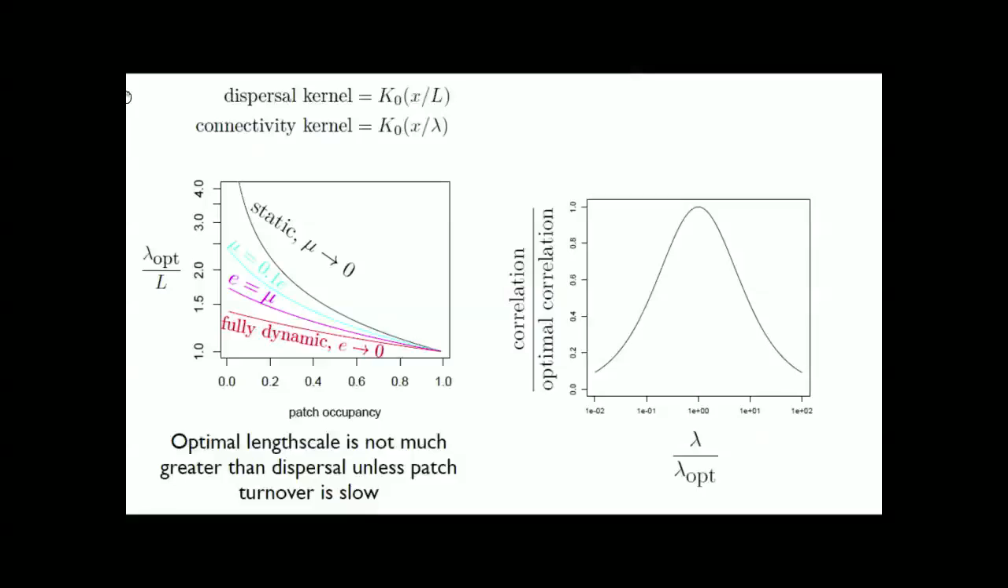This here is just a graph that illustrates how much it matters whether you get the right length scale for your connectivity kernel. So here I've chosen not necessarily the optimal value of lambda, but just another value of lambda. If I choose the optimal value of lambda, then lambda equals lambda opt, and I get the maximal correlation. If I choose my lambda to be different by a factor of 10 on either side, this is a logarithmic scale, then the correlation reduces by about a factor of 0.4.